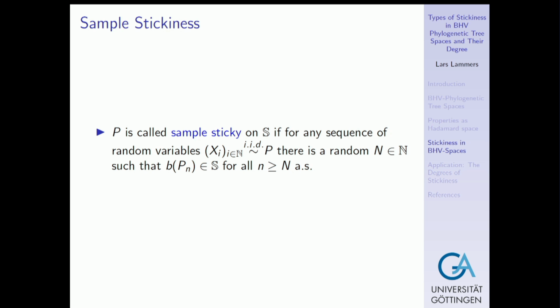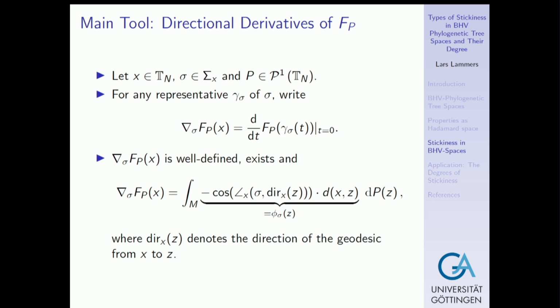Maybe the one most interesting for statisticians we call sample stickiness. Sample stickiness means that you have a sequence of random variables following our distribution P, and after some time point, when you sample and compute the Fréchet mean, your Fréchet mean gets stuck at the lower dimensional stratum and won't leave it anymore. So your sample mean sticks to the stratum.